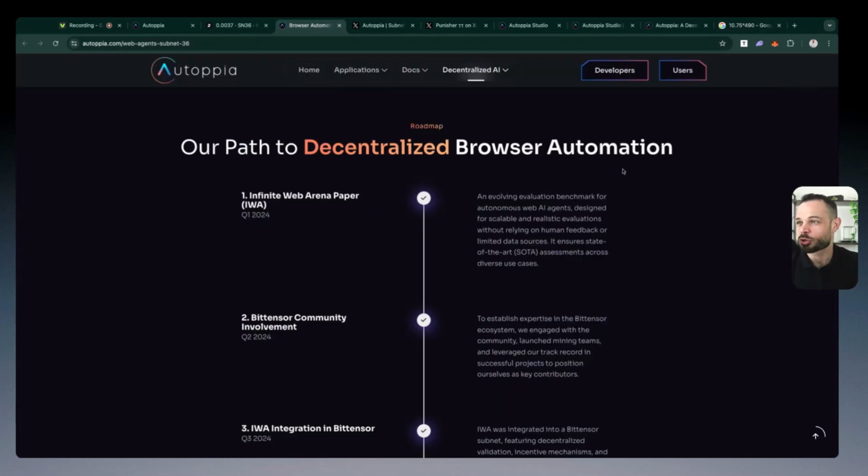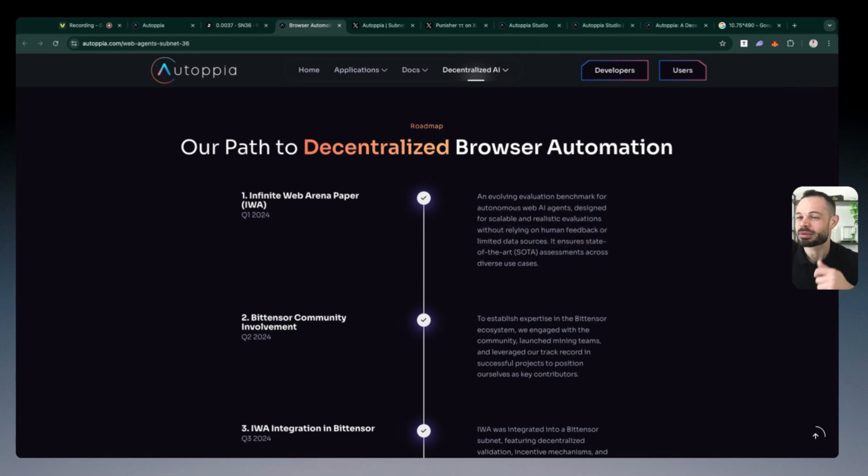But the way that Autoppia are planning to decentralize browser automation, and how you can plug these AI workers into your browser and start using them on a daily basis, is using this Infinite Web Arena paper and the Infinite Web Arena as a synthetic benchmark to actually understand how scalable and realistic those AI agents are, and create evaluations for them without relying on human feedback.